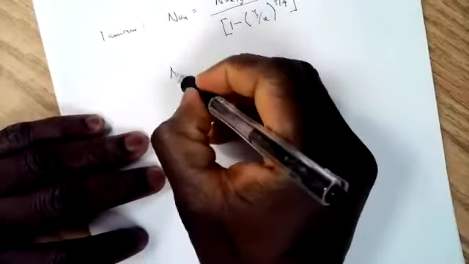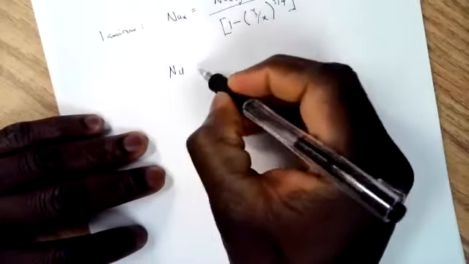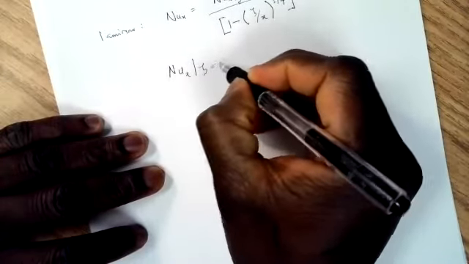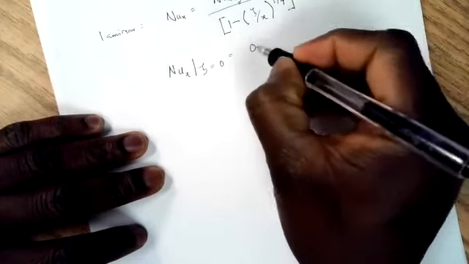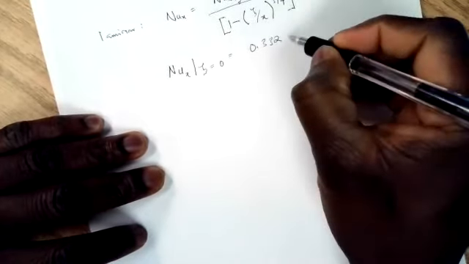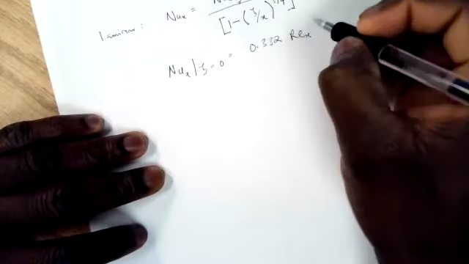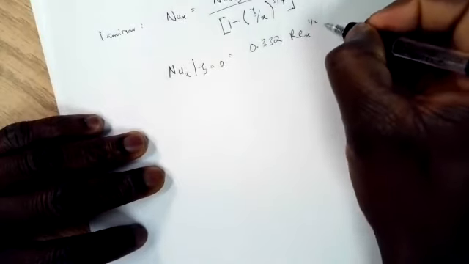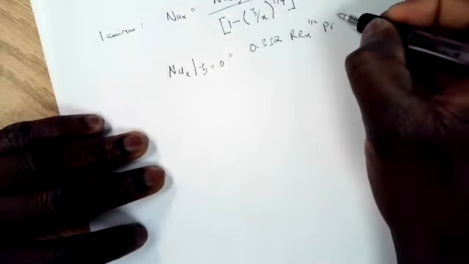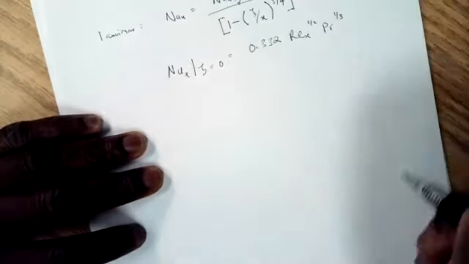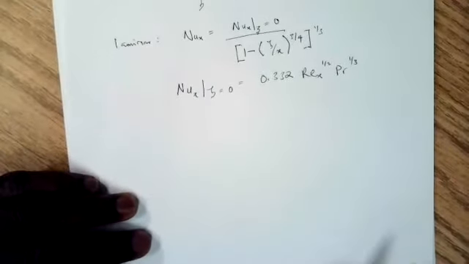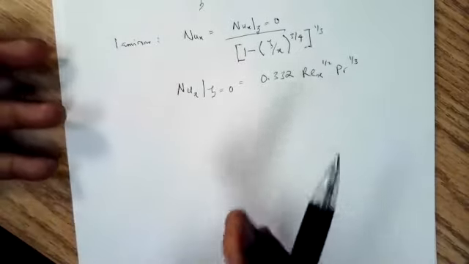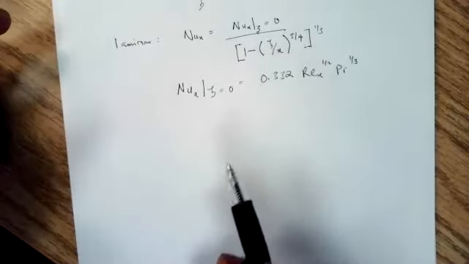Okay, so where Nu_x at zeta equal to 0 is equal to 0.332 multiplied by the Reynolds number at x raised to power 1/2, multiplied by Prandtl number raised to power 1/3. So this is the expression for the laminar flow for the system that we are considering, okay?